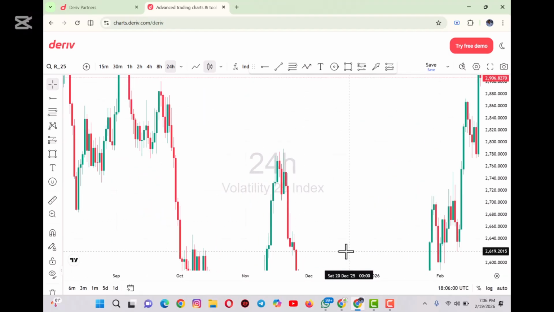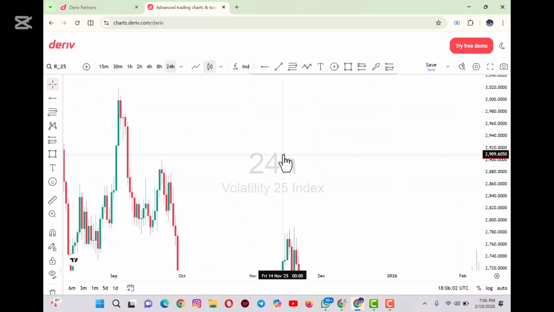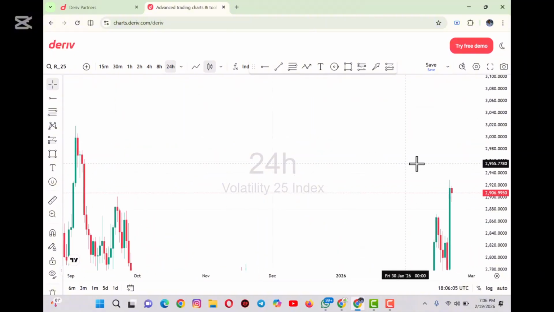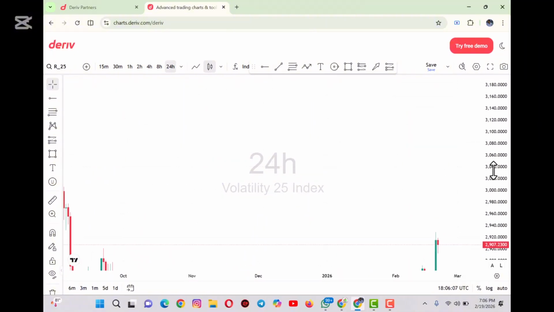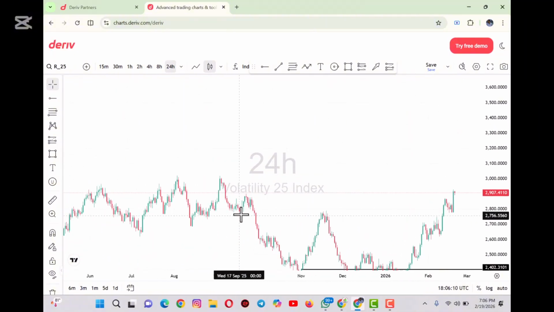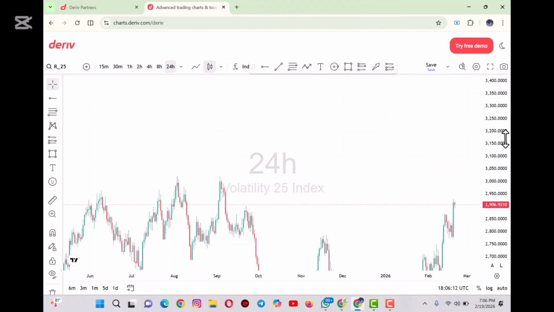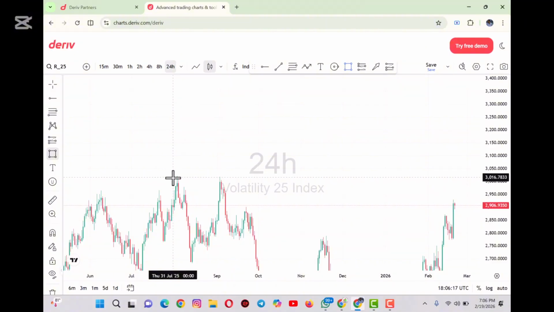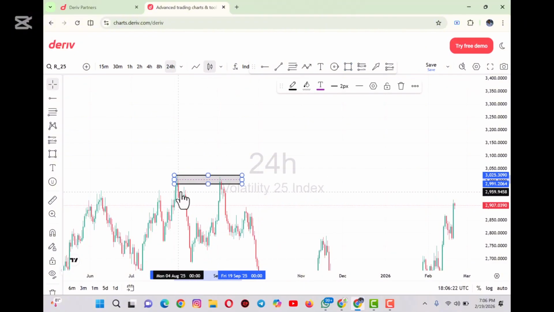So let's look at other areas where we can spot demand or supply. Now look at this particular point here. This is the 24-hour time frame. If I go to a lower time frame, I'll be able to see clearer stuff. You see, price came back to this particular point and then sold all the way down. So this is a supply, right? It is the last bullish candle before price starts selling to the downside.